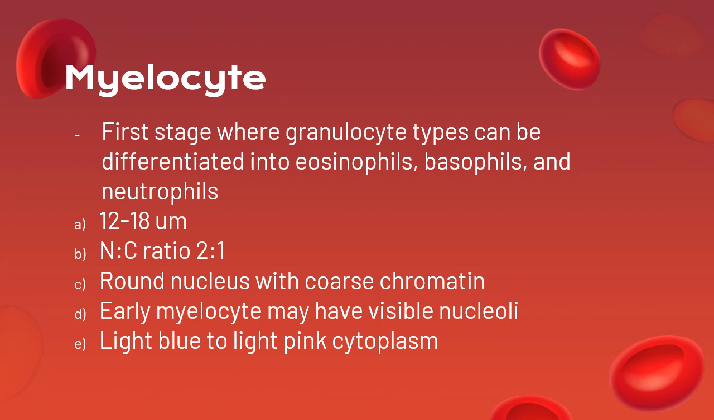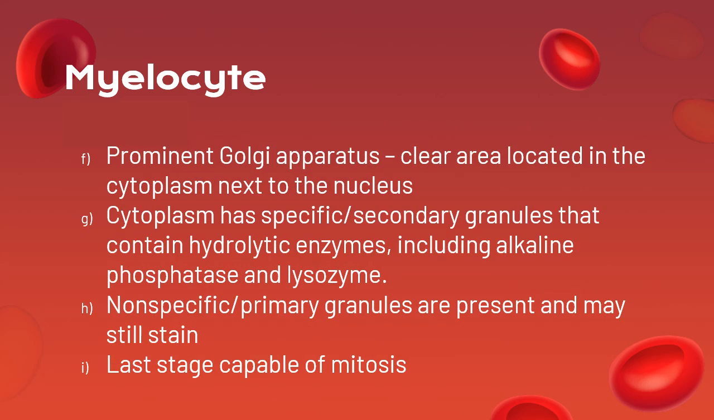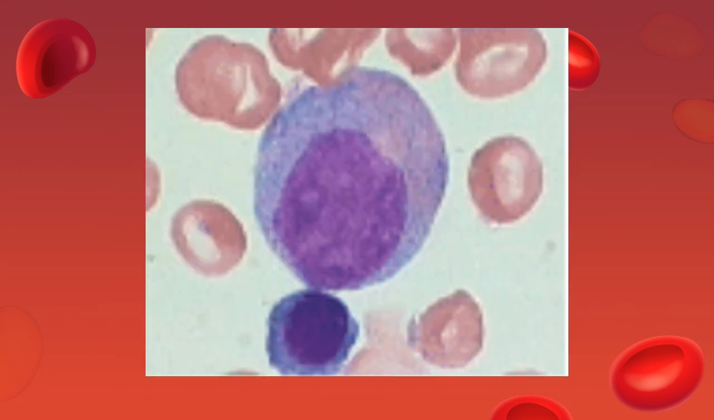So, early myelocyte may have visible nucleoli, light blue to light pink cytoplasm. So, prominent Golgi apparatus. Cytoplasm has specific or secondary granules na siya that contain hydrolytic enzymes, including alkaline phosphatase and lysozymes. Okay, still present pa rin yung non-specific and primary granules and may still stain. And it is the last stage capable of mitosis.